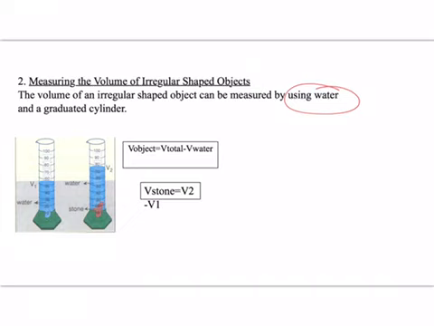For example, I have some water with a volume of V1 and put it in a graduated cylinder, and I put a stone into the water, so the water level will increase to V2 because the object displaces this volume of water. So the difference between the volumes of the water in the graduated cylinder will give me the volume of the object. So the volume of the stone will be equal to V2 minus V1.